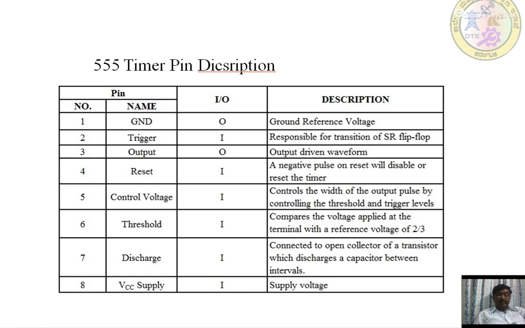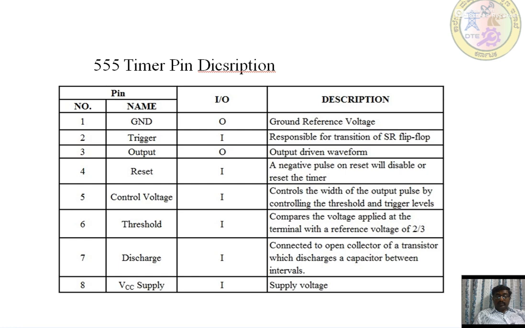Next, pin number 4 is reset. It is acting as the input, and a negative pulse on reset will disable or reset the timer. That is, if reset is 0, then it will be in an off state, and if reset is 1, then it is working. Then control voltage controls the width of the output pulse by controlling the threshold and trigger levels.